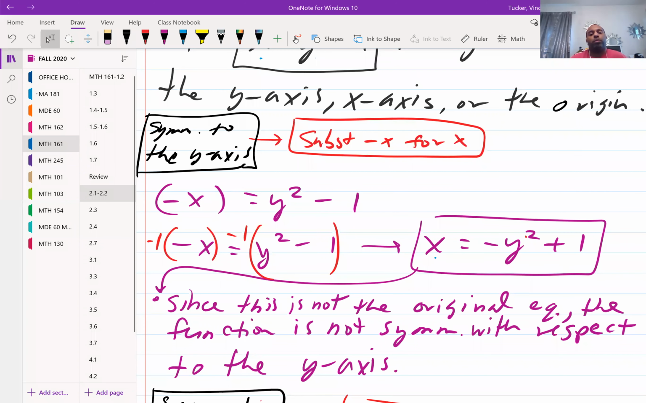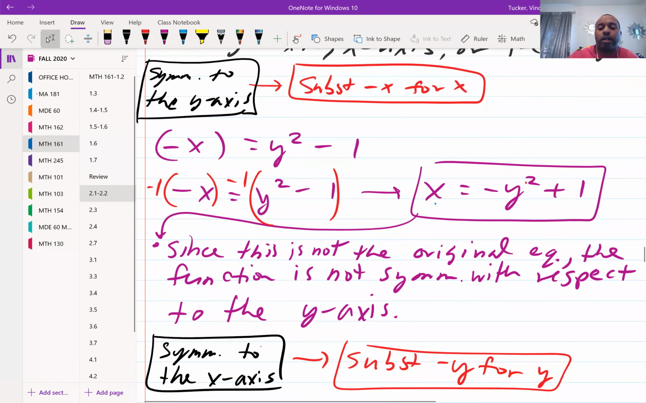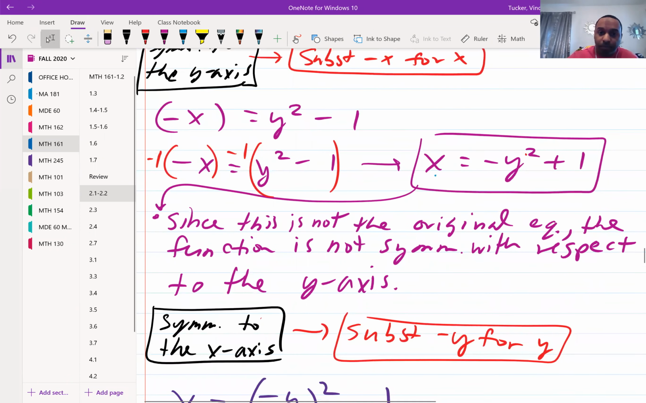All right, make sure we go to that because that's what we're going to do for the next two as well. I'm going to plug in the negative variable. The next one we'll plug in negative y and see what we get when we simplify. I want to know, is it symmetric to the x-axis?